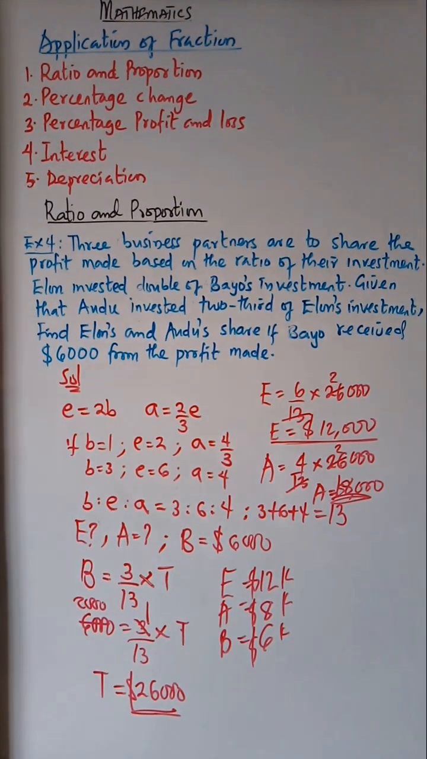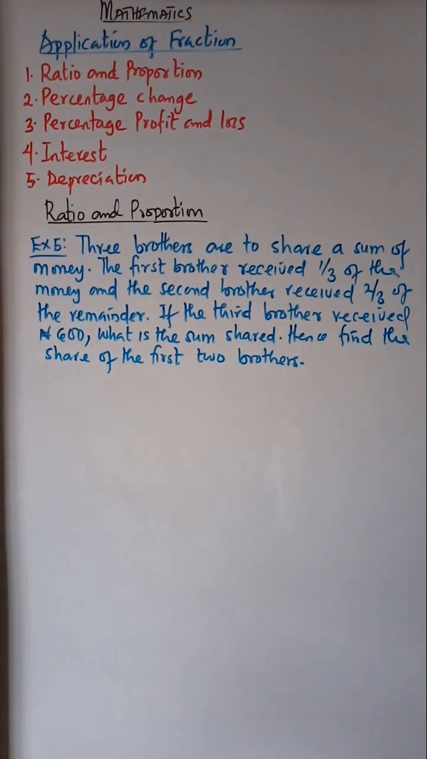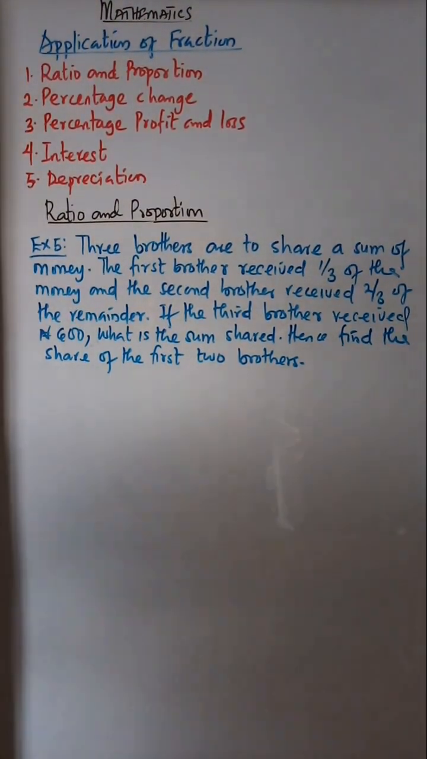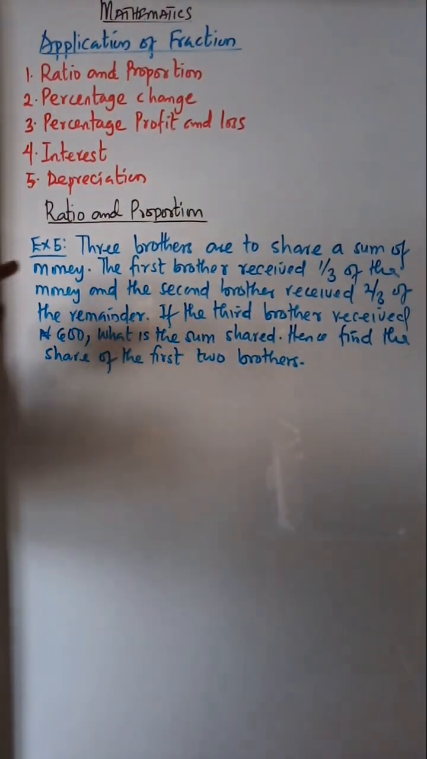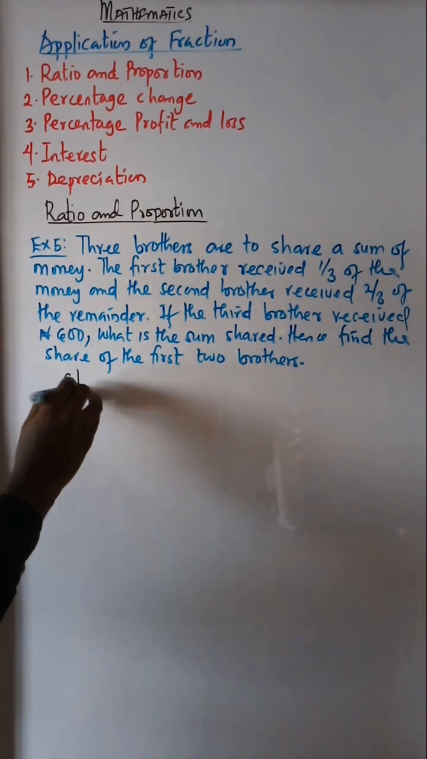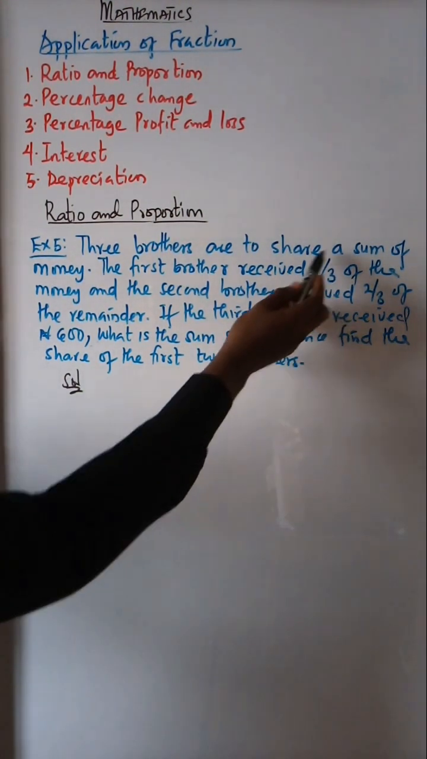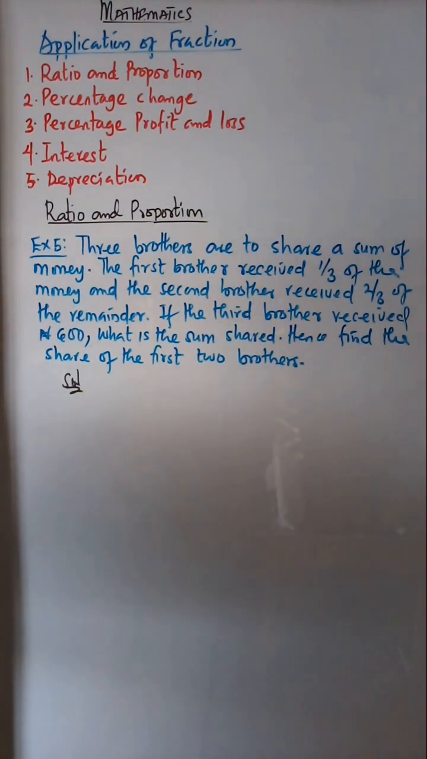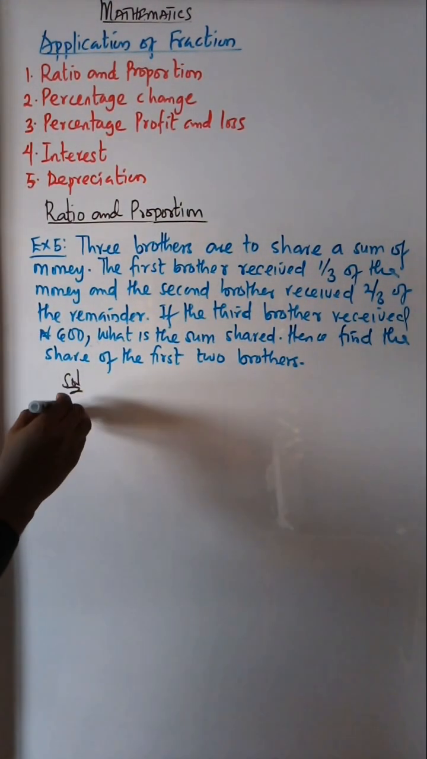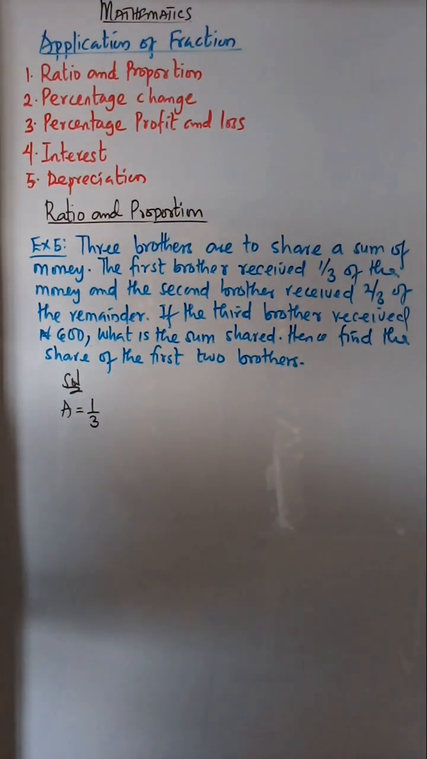Let's take the last question under this before we move to percentage change. Now look at this question. Three brothers have to share a sum of money. We don't know the money they have to share. But we are told the first brother received 1/3 of the money. This time around, we are not given a ratio. We are given a fraction already. So let the first brother be A. The first brother received what? 1/3 of what? The total money.